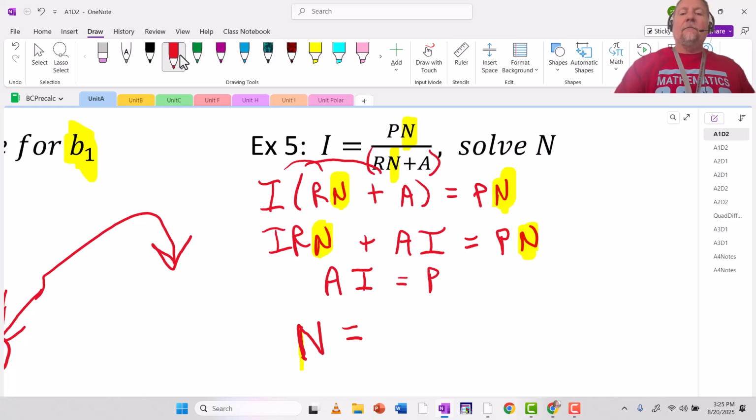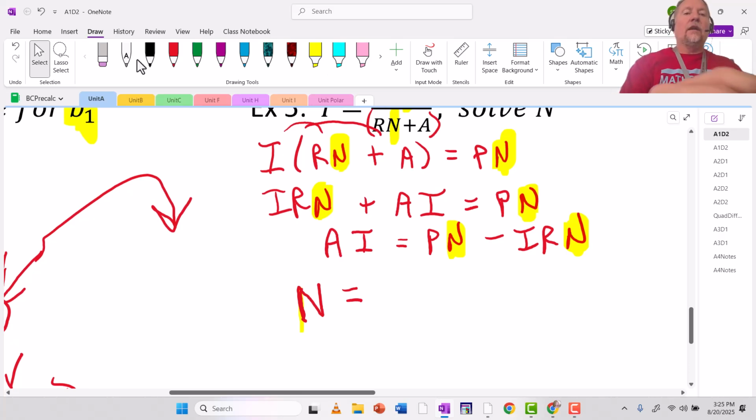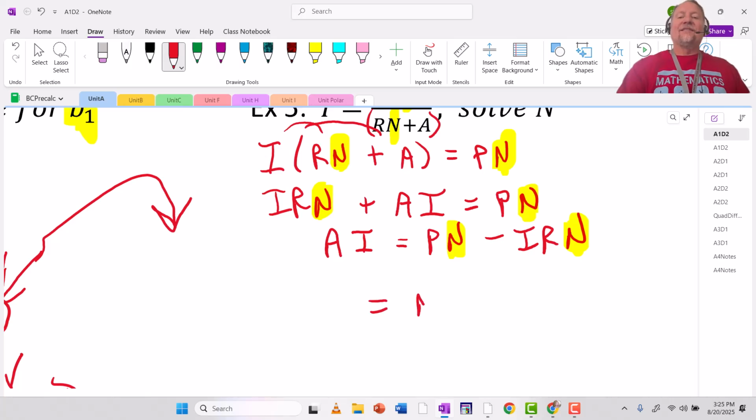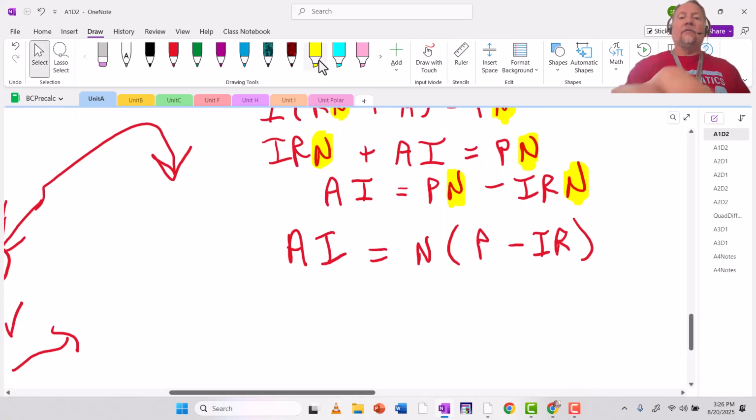And then next, what do I do about this? Well, let me get the n's on the same side. Pn minus IRN. And then, now I'm on the same side. And then what can I do? What are good FOILers? Please say it. You've already been trained if you said good factors. Something I said 40 times in class today. Well, at least maybe 10. And now what I've gotten down to is I have an n all by itself.